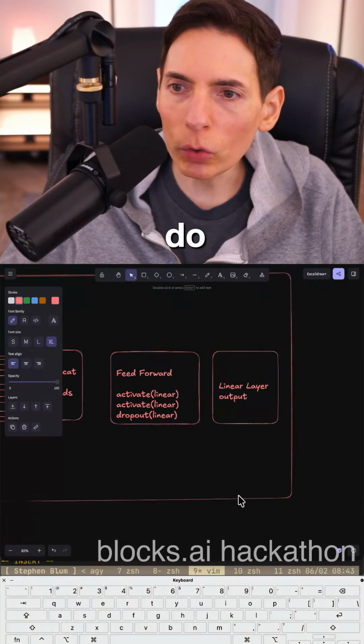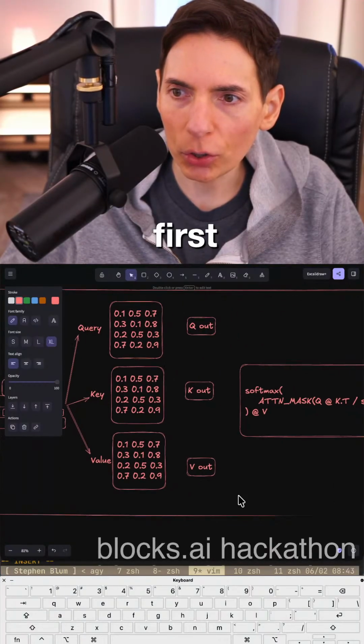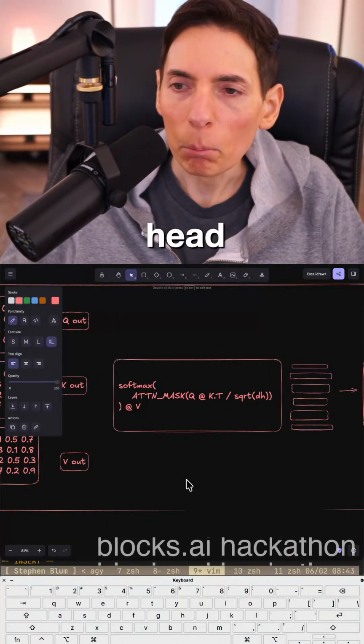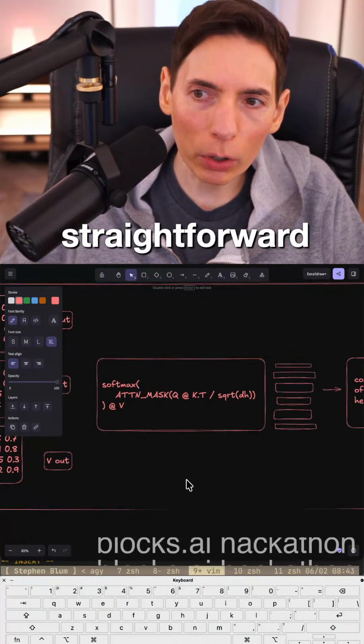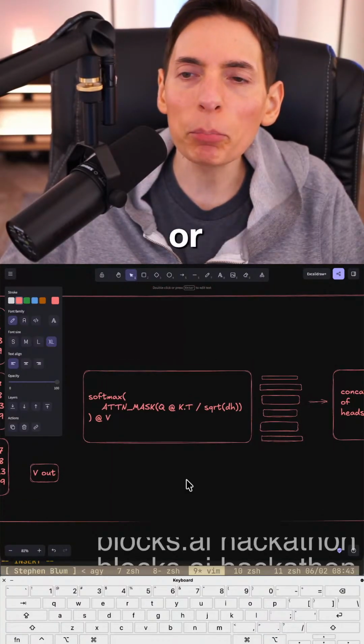All right, so let's do this with a single head first. Let's do it with single head. Multi-headed attention apparently is really straightforward because we can just reshape or create a new view.